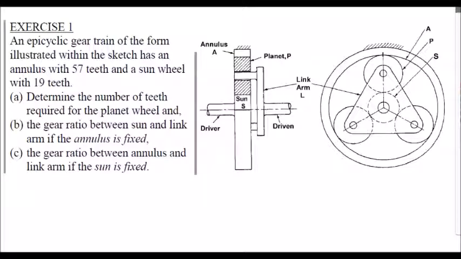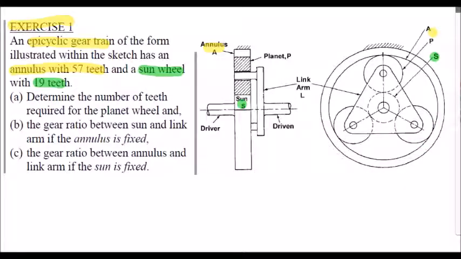I'm going to take you through an exercise now. We're going to do this exercise together. These are very difficult, but with some practice, and you'll get plenty of practice, you'll get there. So in exercise 1, we've got an epicyclic gear train, as shown in the sketch. The annulus in this case has 57 teeth, and the sun wheel is 19 teeth.